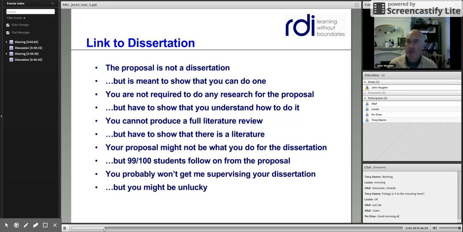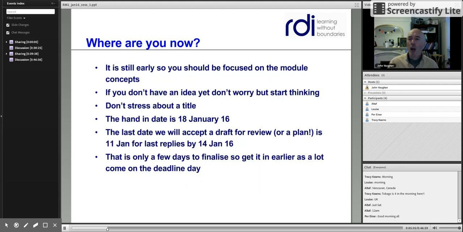And then what happens is your proposal, once it's passed, is then circulated around, and interested tutors who have some specialist knowledge of the area will offer to supervise, and that's on the next module and is way down the track. Okay, so what should you be up to now?